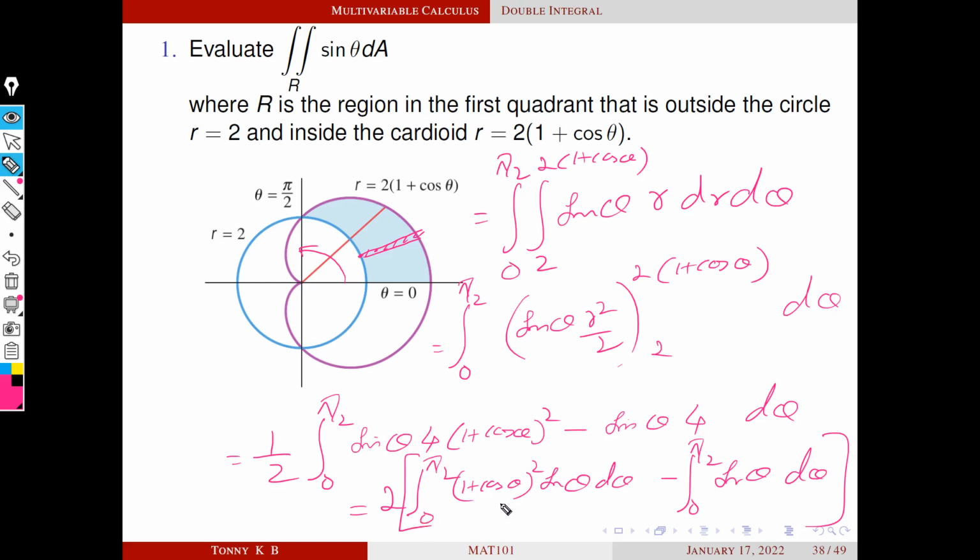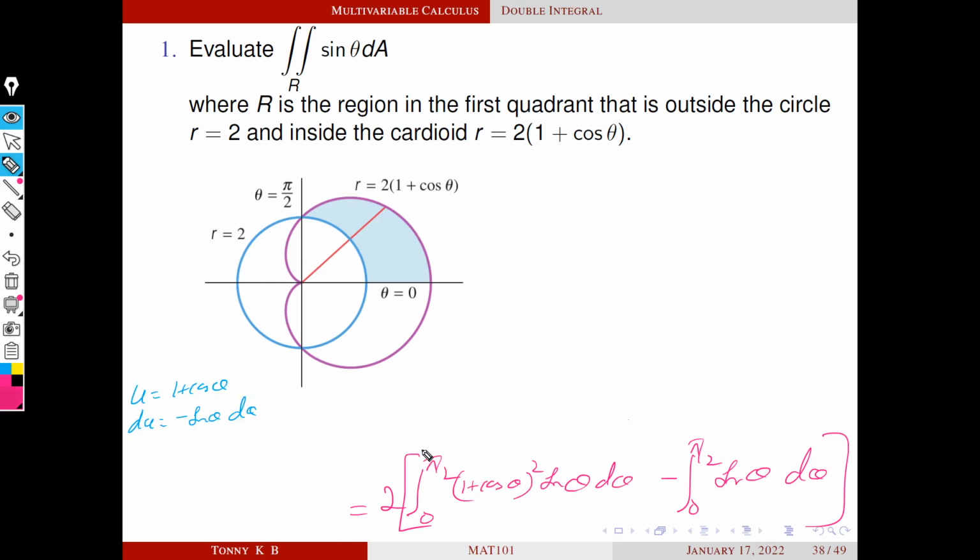This becomes integral from 0 to 2 pi of (1 plus cos theta) squared into sine theta d theta minus integral of sine theta d theta. For integrating this portion, if you substitute u equal to 1 plus cos theta, then du equals minus sine theta d theta. So sine theta d theta becomes minus du. So 1 minus sign is there, and this becomes integral of u squared, that is u cubed by 3. So minus of u cubed by 3. And what is u? 1 plus cos theta. So this integral becomes minus of (1 plus cos theta) whole cubed by 3, and this is minus cos theta, and we have one more minus sign. This becomes plus cos theta, and both the limits are the same, so 0 to pi by 2.